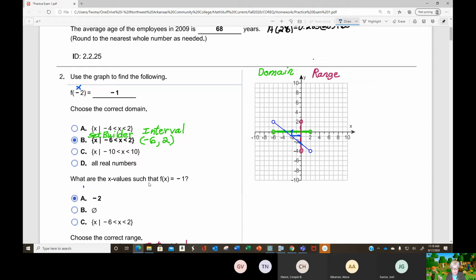And down here, they're saying they don't know what x is, but they know that y is -1. Well, you just go the opposite way. You go to y equals -1, go over to the graph, and then come up to the x-axis, and that gives you the number for x, the number that will go in the parentheses.